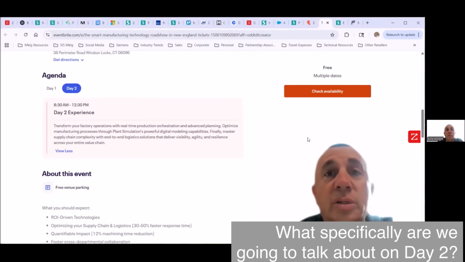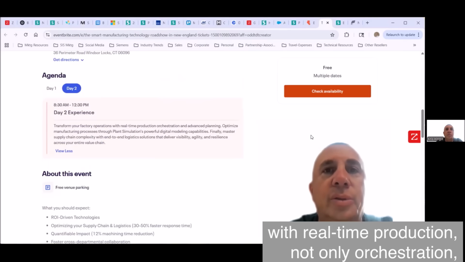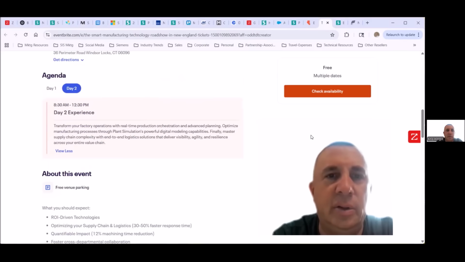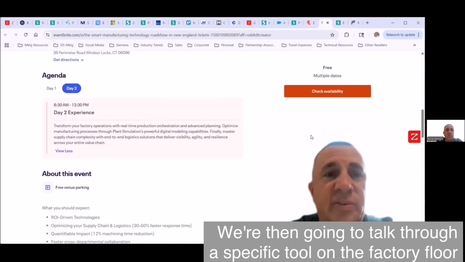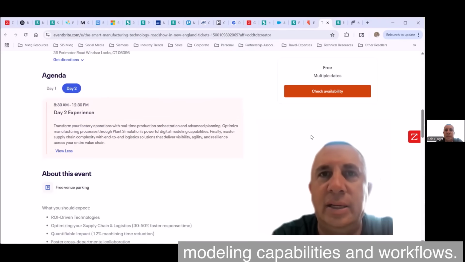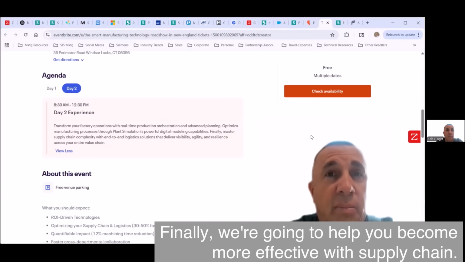What specifically are we going to talk about on day two? Day two is helping you transform your factory operations with real-time production orchestration, and helping you really delve into becoming more effective and efficient with advanced planning. We're then going to talk through a specific tool on the factory floor called Plant Simulation, showing you the power of its digital modeling capabilities and workflows. Finally, we're going to help you become more effective with supply chain.